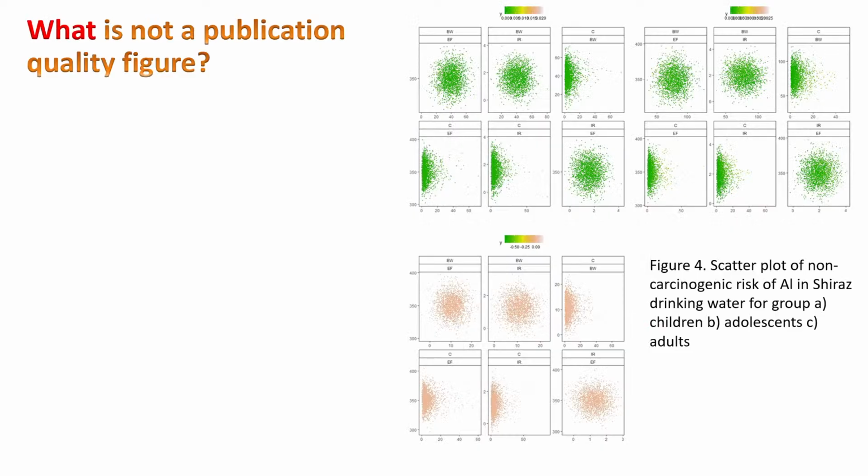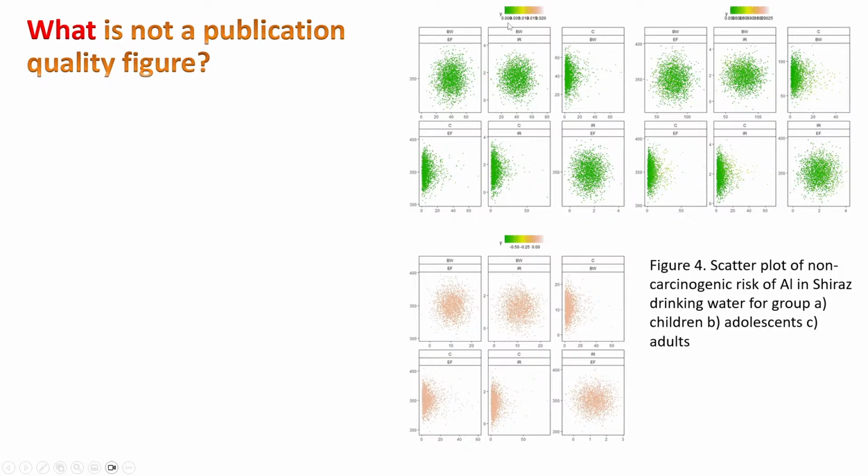Before we discuss what a publication quality figure is, let's first look at what is not a publication quality figure. I want you to pause this video, look at this figure, and see what's wrong with it. What are the careless mistakes and other mistakes that you can identify, and how would you improve a figure like this?